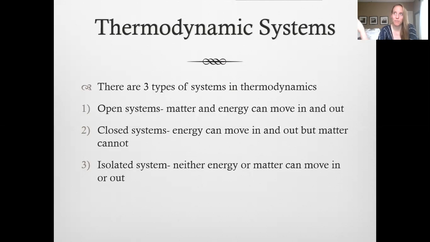Matter can come in, like meteorites, or matter can leave, like when we shoot someone off to the moon. Energy can also come in the form of solar radiation from the sun, and then heat can also dissipate away from Earth back out into space, which is a form of energy.